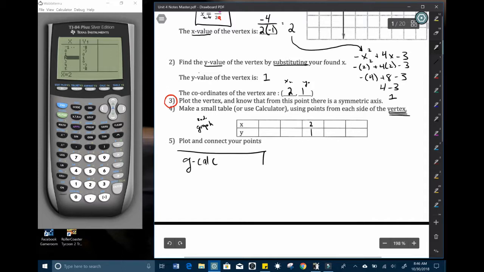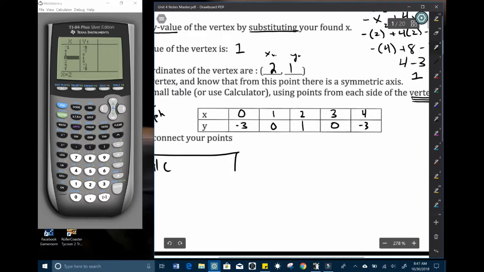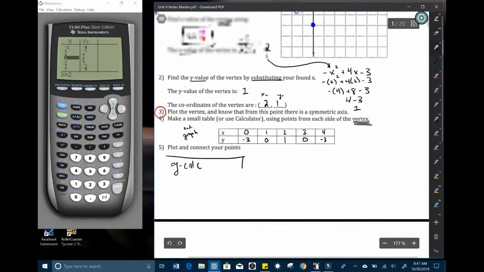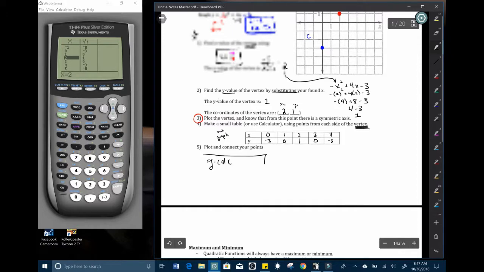We have some other values here. So we have 1, 0. We have 3, 0. And we also have 0, negative 3. And we have 4, negative 3. So it's this nice symmetric looking graph here. And we're just going to plot the rest of those points. I would like you to have at least 3 points when you're plotting.